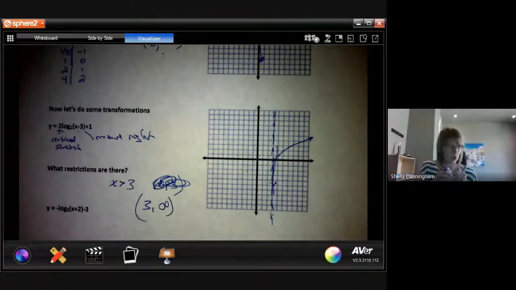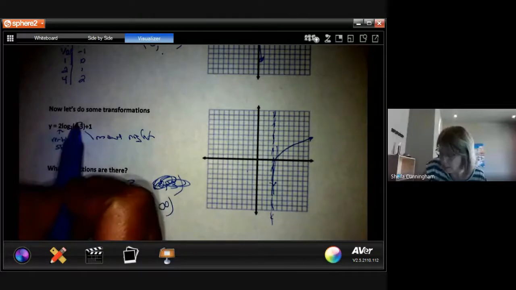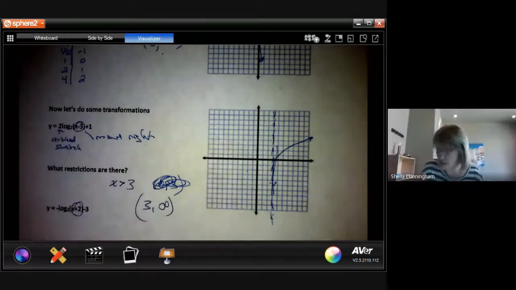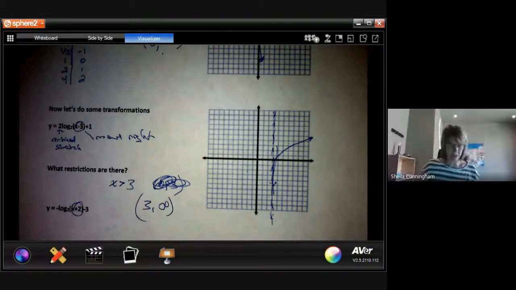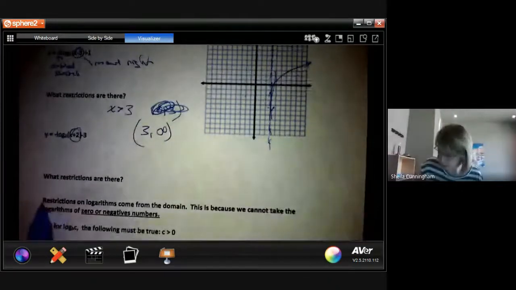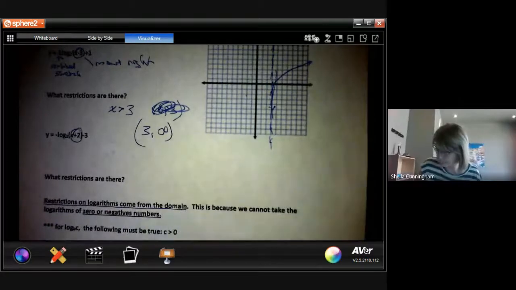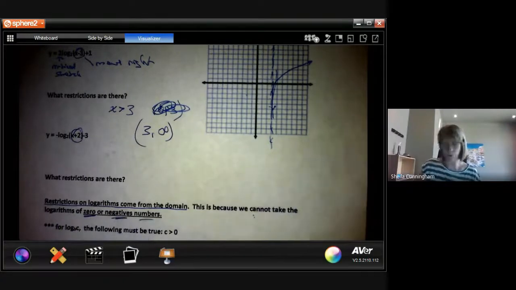Okay, so now we start to look at some of these pieces. The idea is this piece in here is the piece that starts to affect those restrictions for us moving forward. So what we need to start addressing is to look at our restrictions. Our restrictions always come from our domain, only because we cannot take the logarithm of a 0 or a negative number, okay?